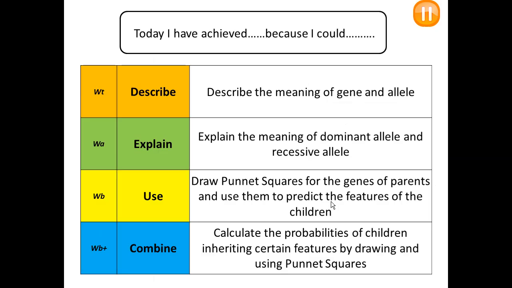And the very last thing is about the plenary. So today I've achieved: describe, explain, use, and combine. Please mark what you've done on your own or not in green pen. You can use these statements to help yourself and explain why. And please pause the video if you need time to copy them.